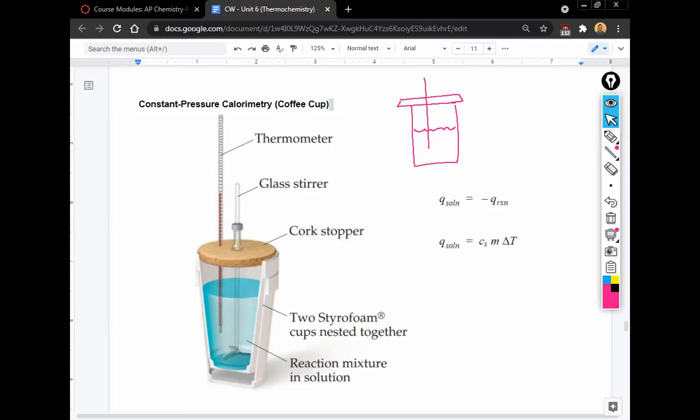All right, so I'll give you guys another minute to copy down that diagram again. Don't make it too fancy. Okay, and what we're gonna do is talk about how we use a calorimeter to find the energy of a reaction or a substance.